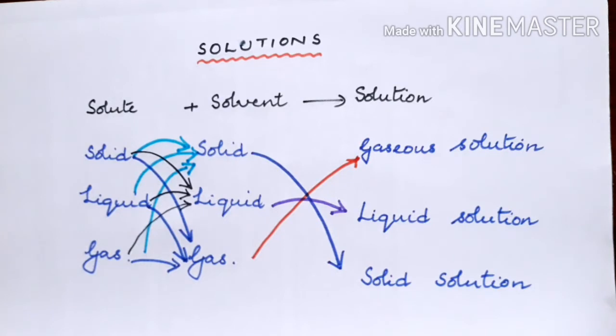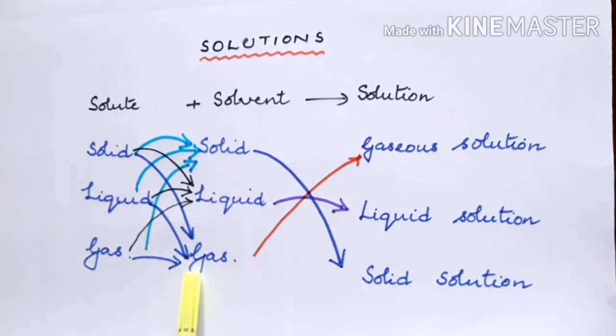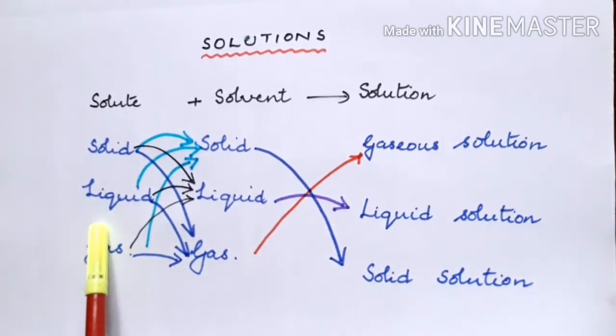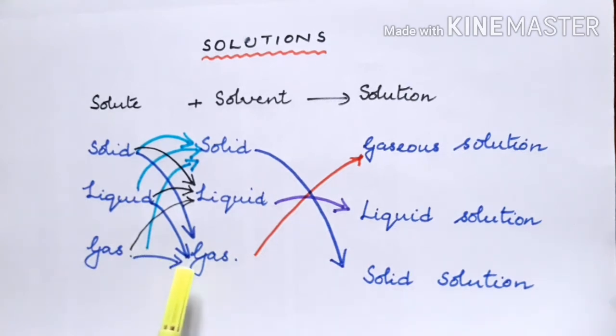Now we shall see some examples for each type. For example, gas dissolved in gas. The gaseous solution is a mixture of oxygen and nitrogen. Now, liquid dissolved in gas: chloroform and nitrogen. Then, solid dissolved in gas: it can be camphor in nitrogen.